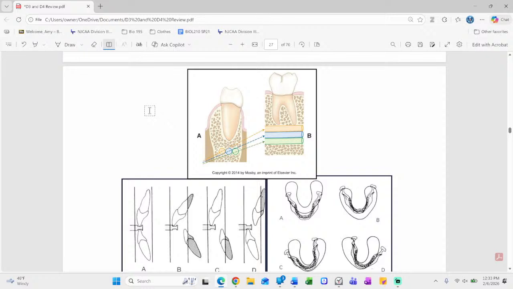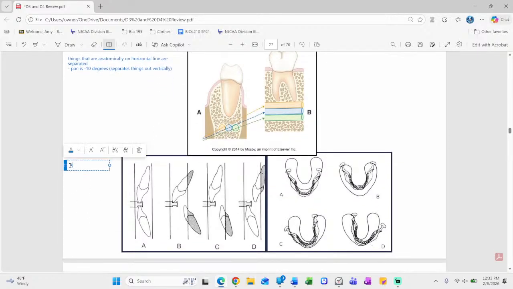This came from your text, just simply remembering things that are anatomically on a horizontal line, a plane, are separated because that pan is minus 10 degrees. So coming up from below the jaw, and then it's going to separate things out vertically on your image when in true they were on the same plane. This picture depicted everything is within the confines of the focal trough. Everything will show then in pretty decent order on your image.